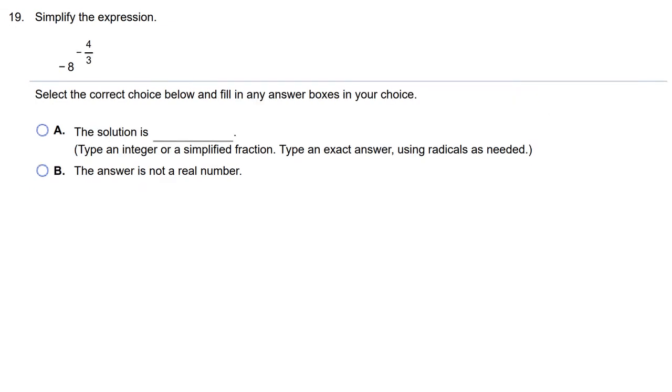Simplify this expression. Now, I get a little bit scared because we have negatives, but we're not going to freak out about the fact that there's negatives. We're going to see what happens. I want you to notice that we do have an answer choice that says, hey, it's not a real number, which may come into play. So let's find out what happens when we have negatives. The scary part is trying to decide where the negatives apply.